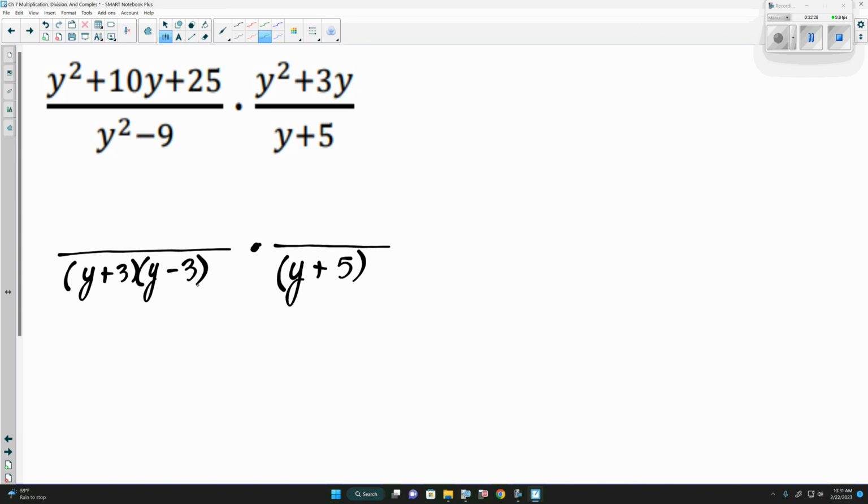Now the next one to factor, we either need to factor y squared plus 10y plus 25 or y squared plus 3y. Y squared plus 3y, does it have a greatest common factor? It would be y. So we get y times y plus 3. That is helpful because we do have a y plus 3 on top and bottom, yes? So most likely they will simplify.